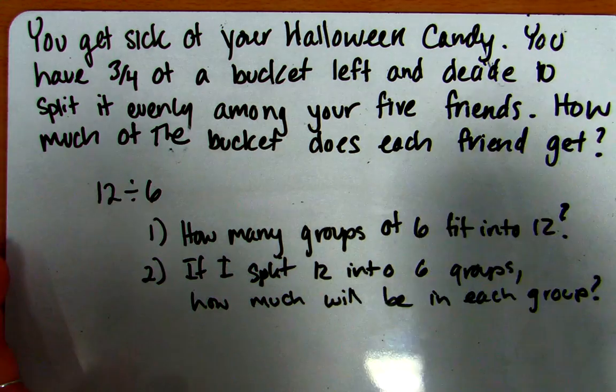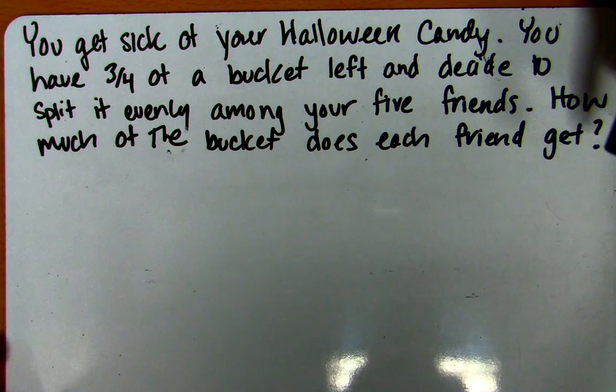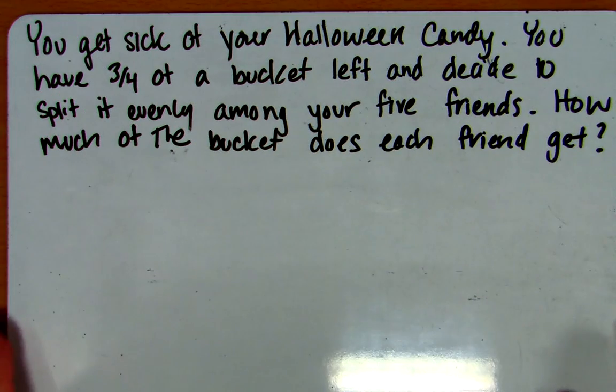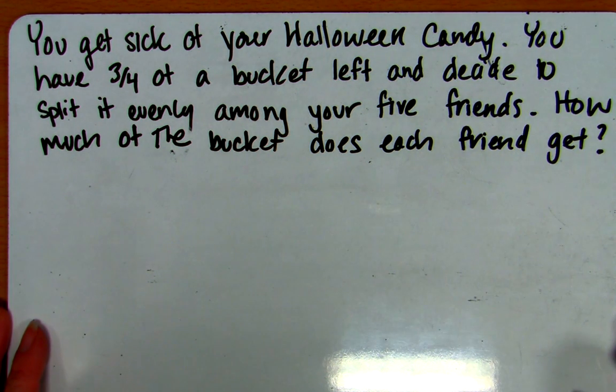Okay, so let's move on to our actual problem here, which is you get sick of your Halloween candy. You have 3/4 of a bucket left and decide to split it evenly among your 5 friends. How much of the bucket does each friend get? So we have 3/4 of a bucket of candy, and we're splitting that amongst 5 people. We're sharing it. Now, there may be little bells ringing in your head, saying this is kind of familiar. We're taking food and sharing it or giving away part of it. So you should think, that's like brownie pans or lasagnas or cakes or all those things we did with fraction multiplication.